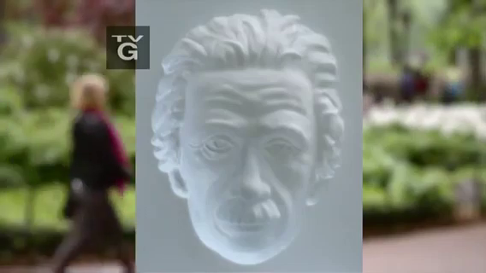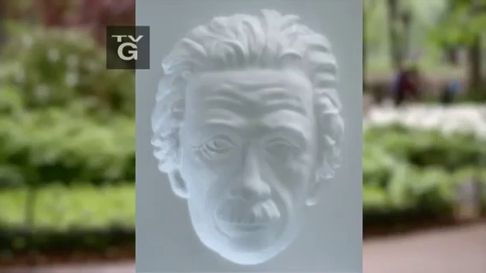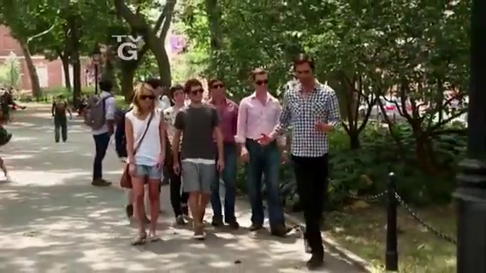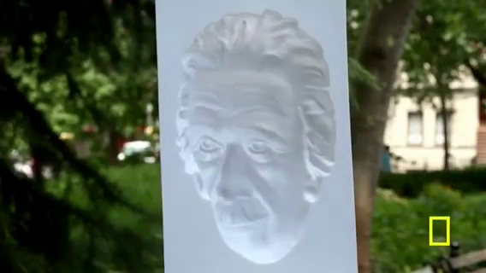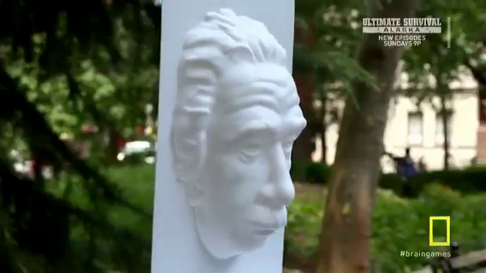Before we reveal the answer, let's see what some other people thought when we asked them the same question about the famous professor. We're approaching this Einstein mask, and as we get closer, I want you guys to identify which is the front of the mask and which is the back of the mask. Whoa! The back looks like the front.